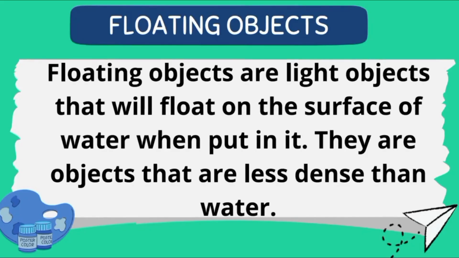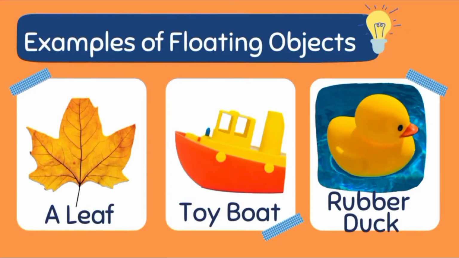Floating objects are light objects that will float or stay on top of the surface of water. So they are objects that are less dense than water, and because they are light in weight, they stay on top of water. Yes, these are called what? Floating objects. Say it after me. Floating objects. Examples of floating objects include a leaf.